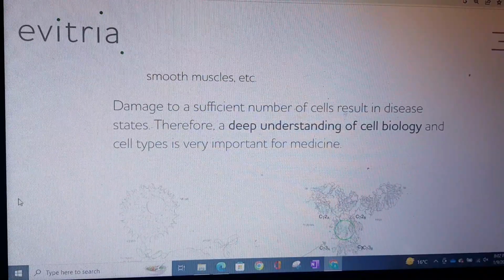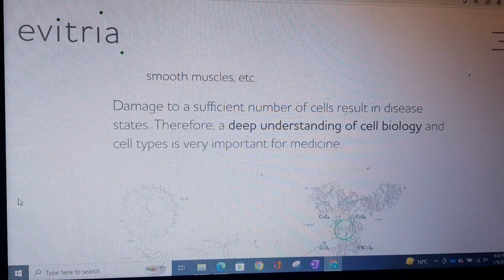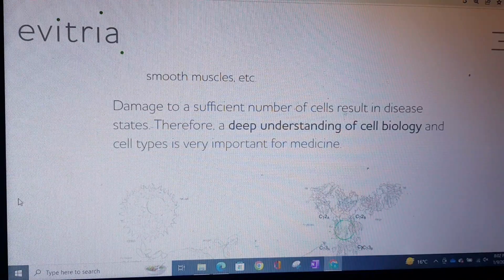As we know, damage to a sufficient number of cells results in a disease state, so a deep understanding of cell biology and cell type is very important for medicine.